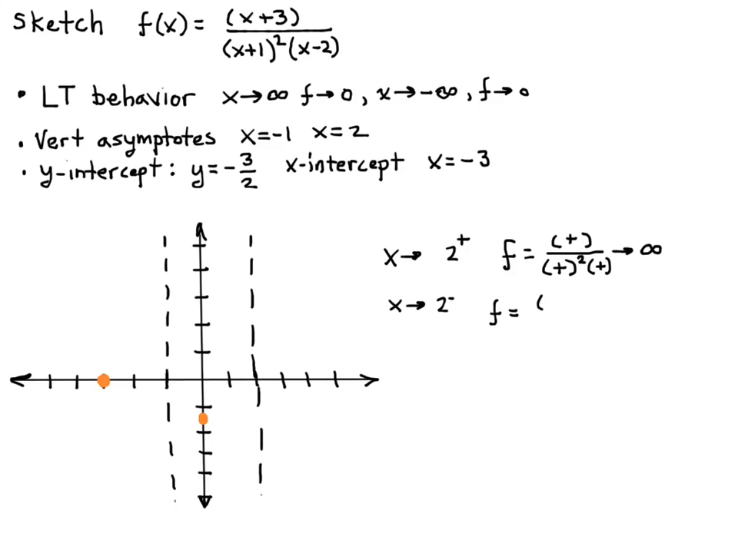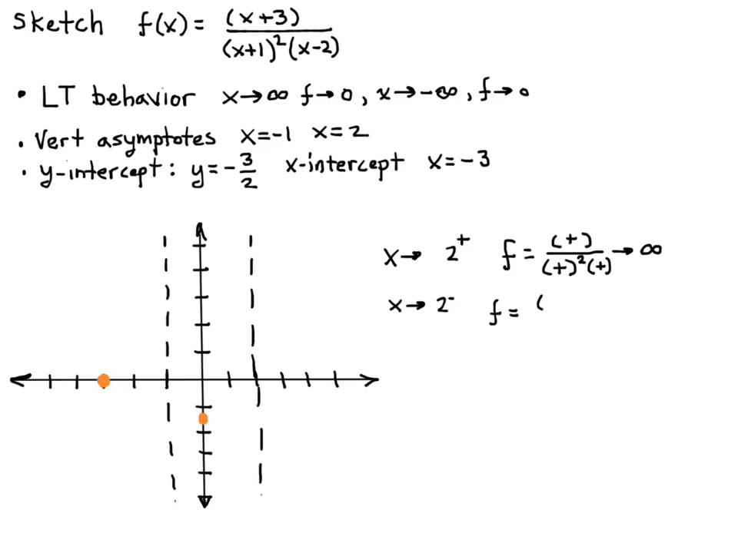All right, so the top one, as we're approaching 2, is positive. The x plus 1 squared is always positive because it's squared. And then we have x minus 2, and since we're slightly greater than 2, that's always going to be positive, so it's going to go up to infinity.